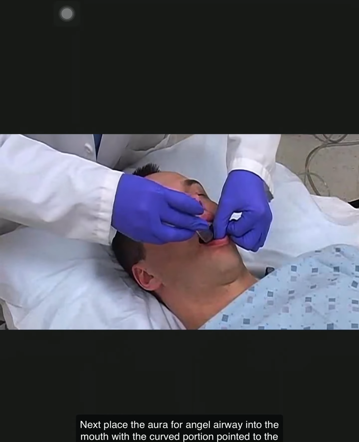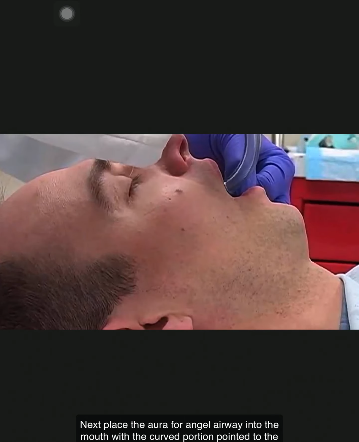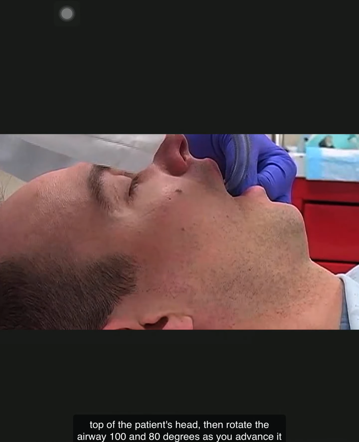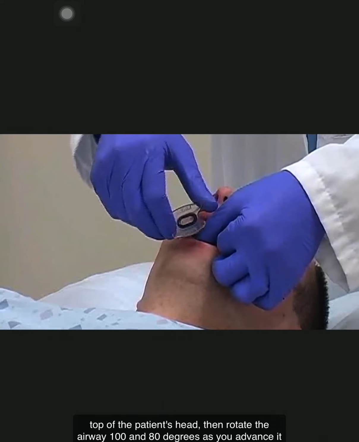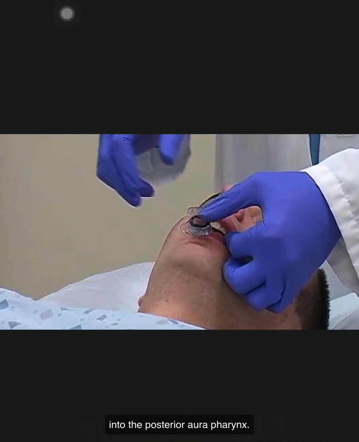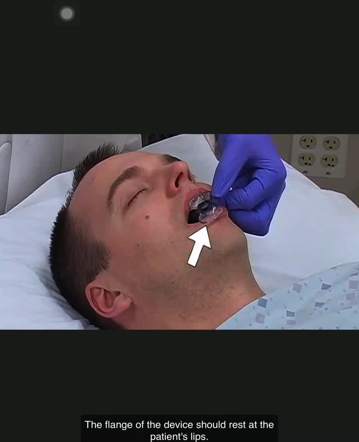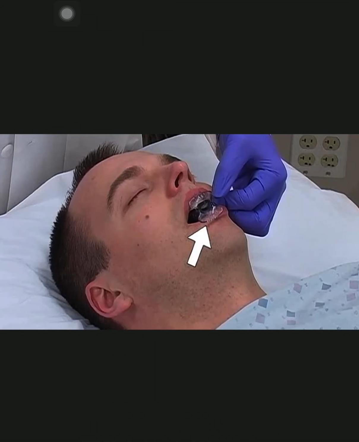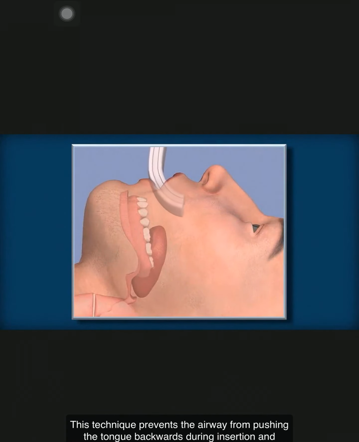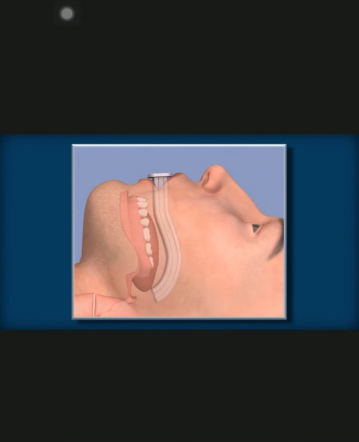Next, place the oropharyngeal airway into the mouth with the curved portion pointed to the top of the patient's head. Then rotate the airway 180 degrees as you advance it into the posterior oropharynx. The flange of the device should rest at the patient's lips. This technique prevents the airway from pushing the tongue backwards during insertion and further obstructing the airway.